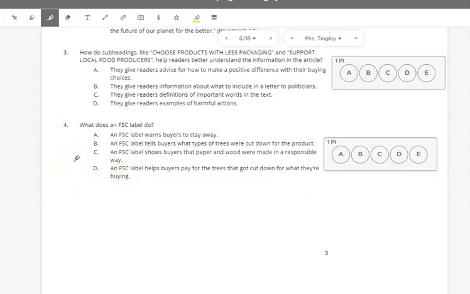And 4, what does FSC label do, that part that you read? What do they do? Go ahead, find your evidence for that one, choose your answer and mark it. Make sure you're always using the arrow tool. Do not color it in because then it will not grade it correctly. Make sure you click on the arrow tool and then click on the button.